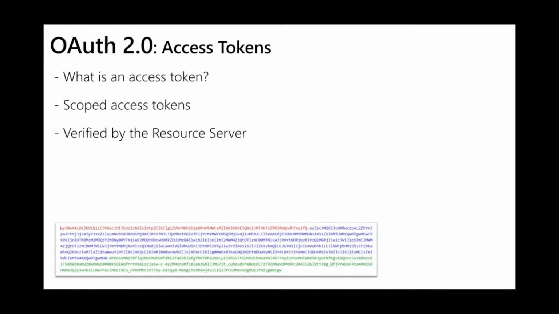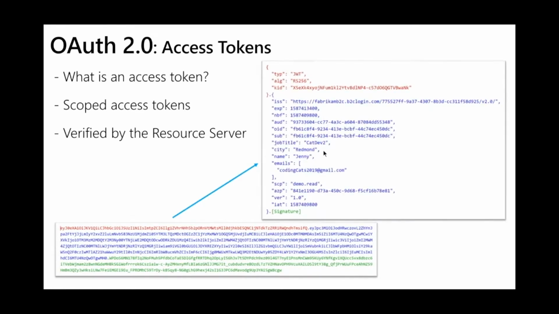So now we'll talk about access tokens, because OAuth2 is all about getting that access token and using it with a protected resource. So what is an access token? Well, there are many types of access tokens, and OAuth2 doesn't define the access token format. But today we'll focus on one of the more common types, which is a JSON Web Token, or JWT, which consists of a header, a payload, and a signature. The header contains metadata about the token and the cryptographic algorithms used.